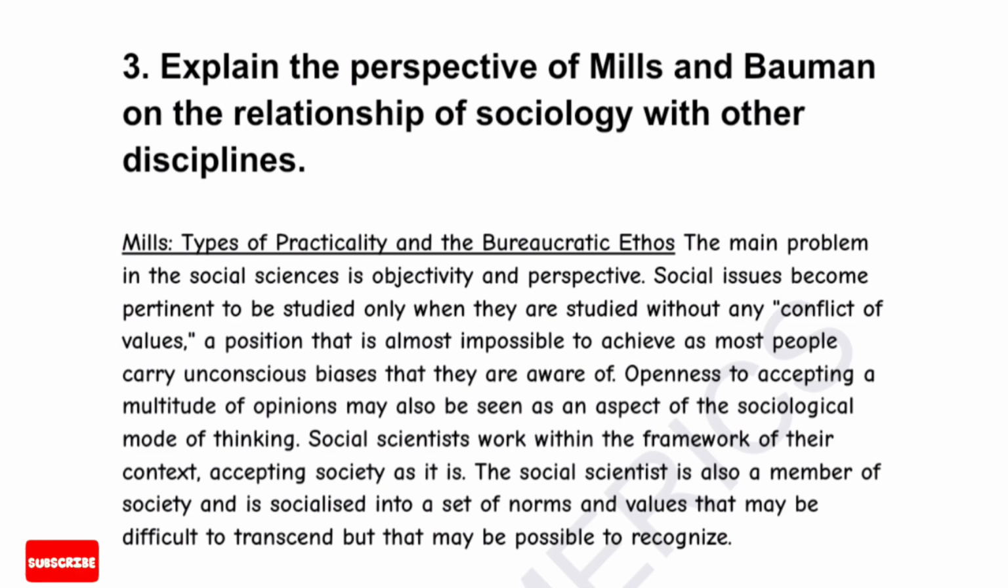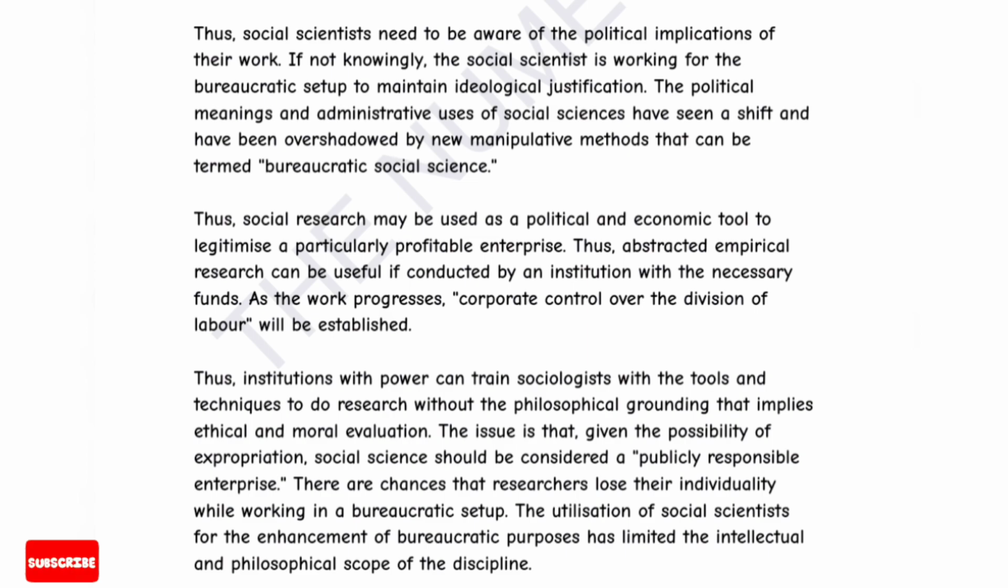Social scientists work within the framework of their context, accepting society as it is. The social scientist is also a member of society and is socialized into a set of norms and values that may be difficult to transcend but that may be possible to recognize. Thus, social scientists need to be aware of the political implications of their work. If not knowingly, the social scientist is working for the bureaucratic setup to maintain ideological justification.